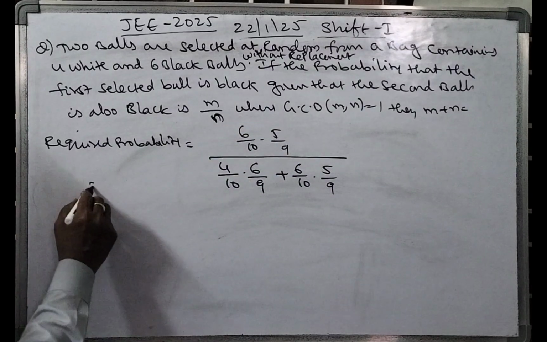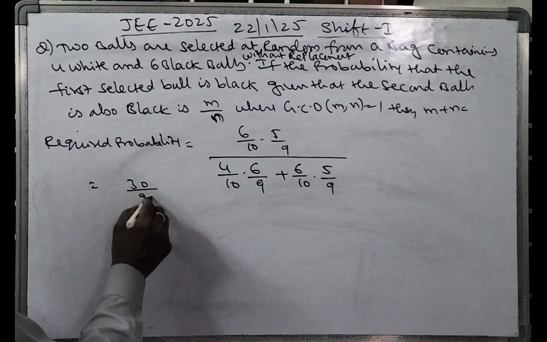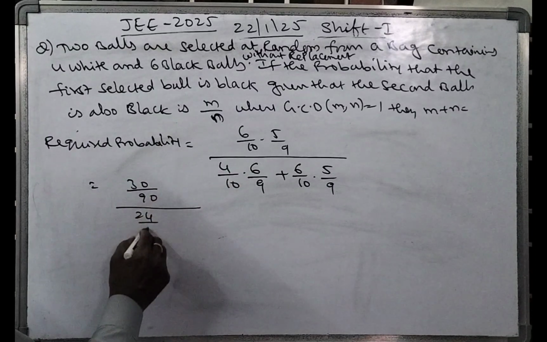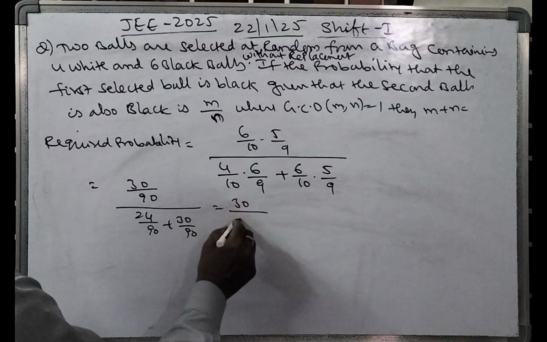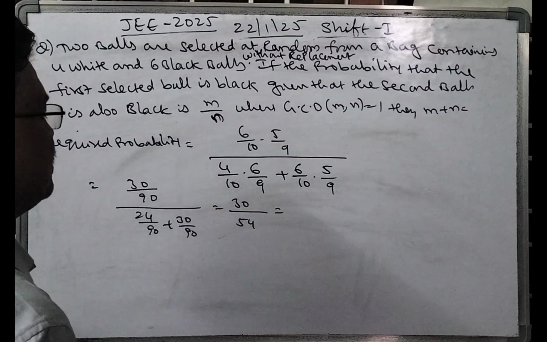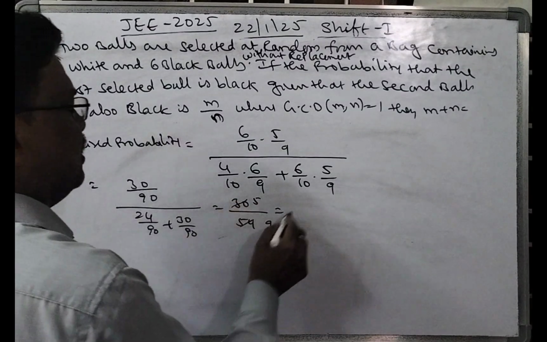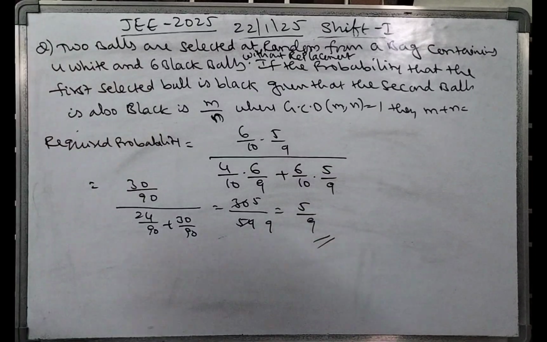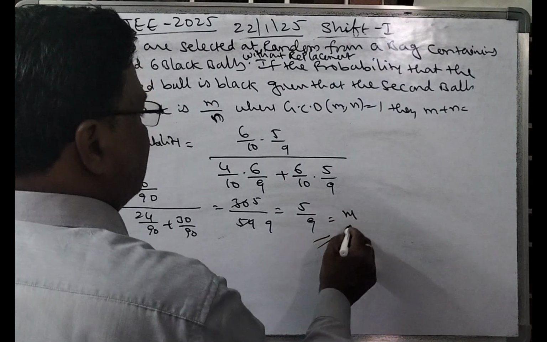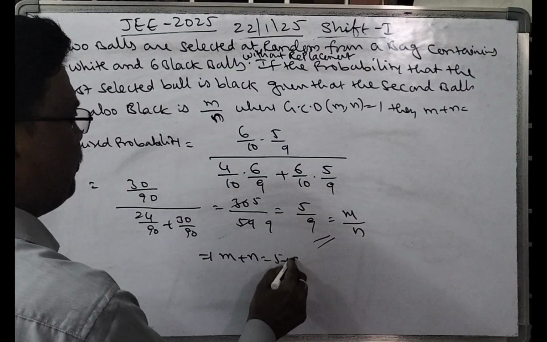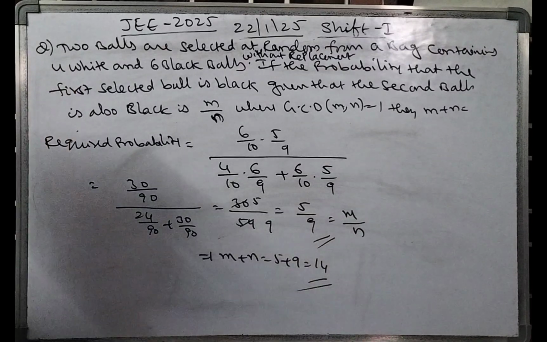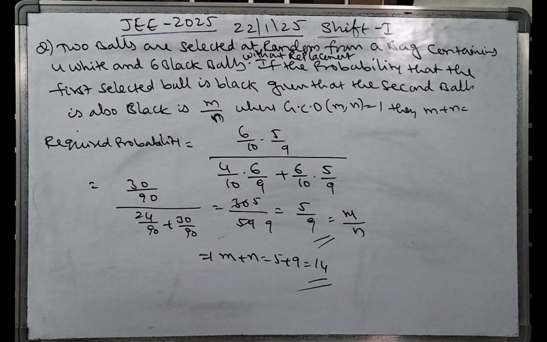If you simplify this, what you get is 30 by 90 over 24 by 90 plus 30 by 90. So how much do we get? 30 by 54, which is nothing but 5 by 9. The answer we get is 5 by 9. Here this is given as m by n, and he is asking m plus n. So m plus n becomes 5 plus 9, which is nothing but 14. So 14 is the answer as per the given options.